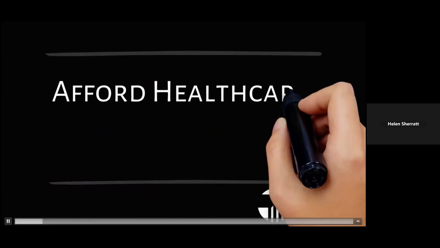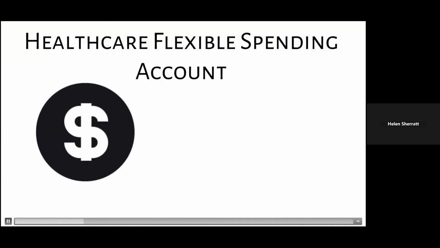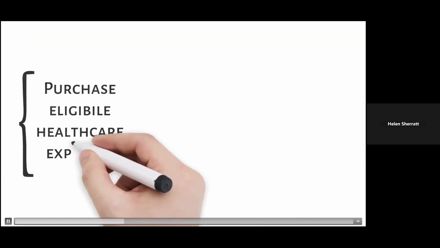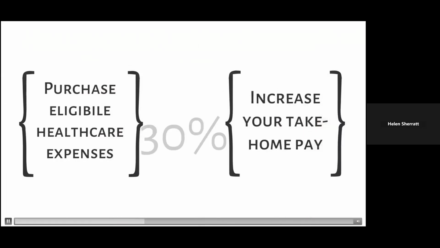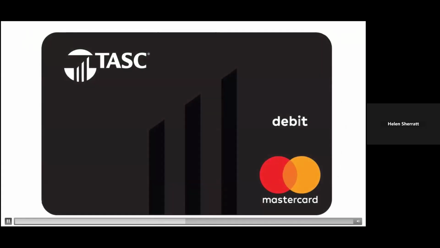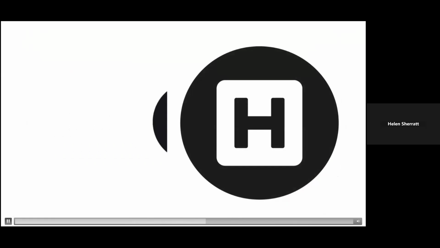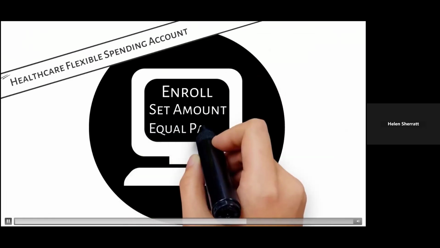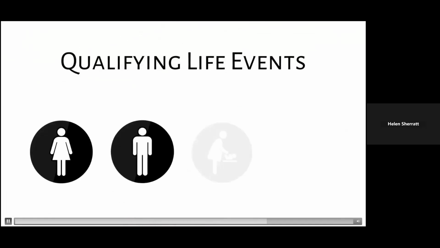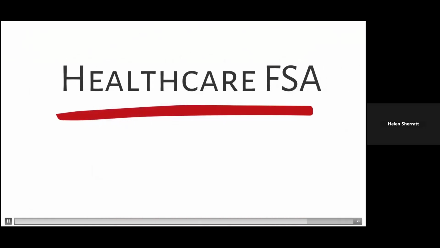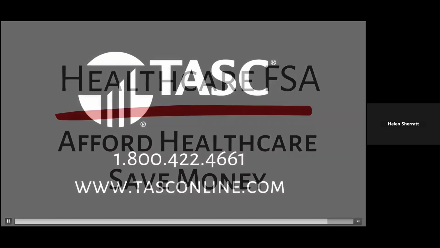Looking for a way to afford healthcare and give yourself a raise at the same time? A medical flexible spending account allows you to set aside pre-tax money for doctor visits, medicines, and medical supplies. By using tax-free money to pay for healthcare, your take-home pay will increase by as much as 30%. It's easy to use. Pay your healthcare costs with a simple swipe of your TASC card. The money is then sent from your funds. You never need to file a claim again. To enroll, set the amount to be taken in equal parts from each paycheck. You can only change the amount for certain life events and during the annual plan renewal. All in all, a medical FSA helps you afford healthcare and save money.